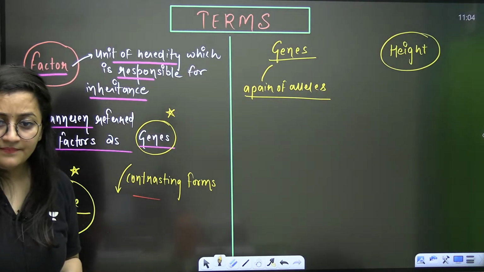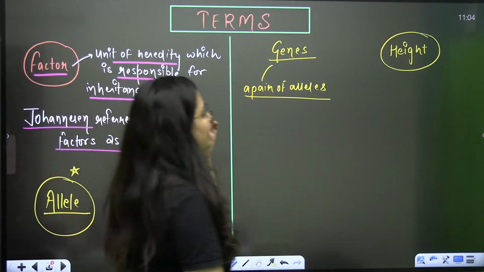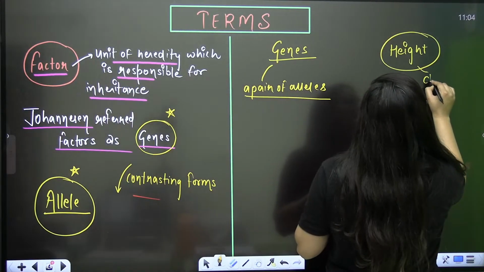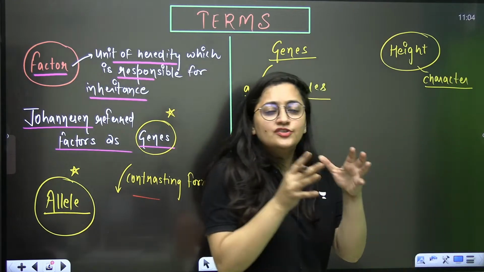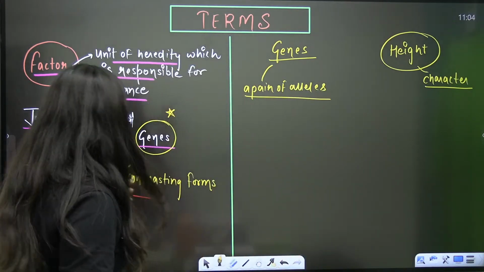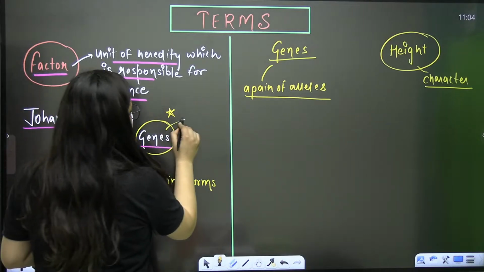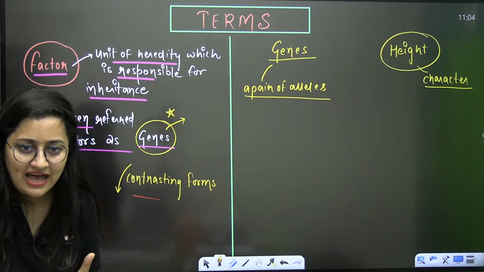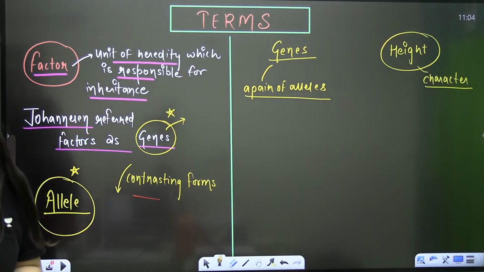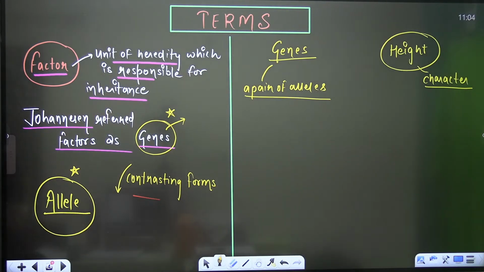Of course, yes. That's what we discuss. So height is a particular character. Now you know that genes are responsible for controlling these characters. Genes are going to decide our characters, right? Which genes do we have? They are going to decide our characters. Are you getting it?